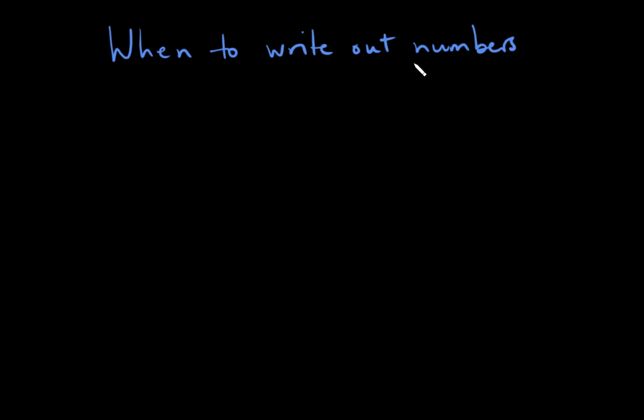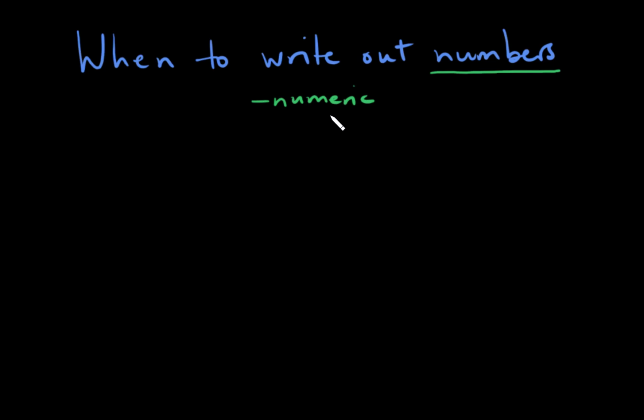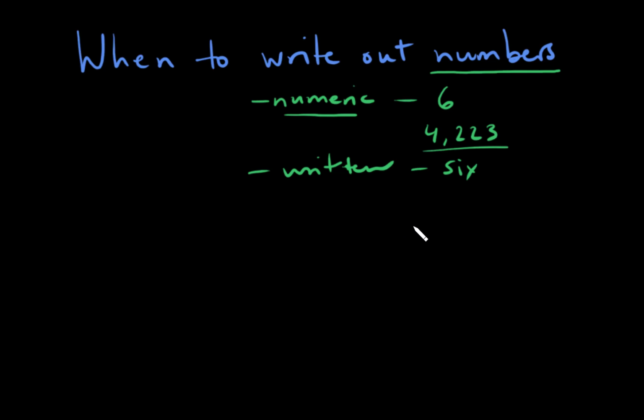When it comes to using numbers in academic writing, it can be tricky to know when to write them out and when to use what's called numeric form. In numeric form, the number is still just a number, so we have 6, or let's say 4,223, whereas written out, we would write out 6, and we would write out this number here as well. I'm not going to write it because it would take quite a while.